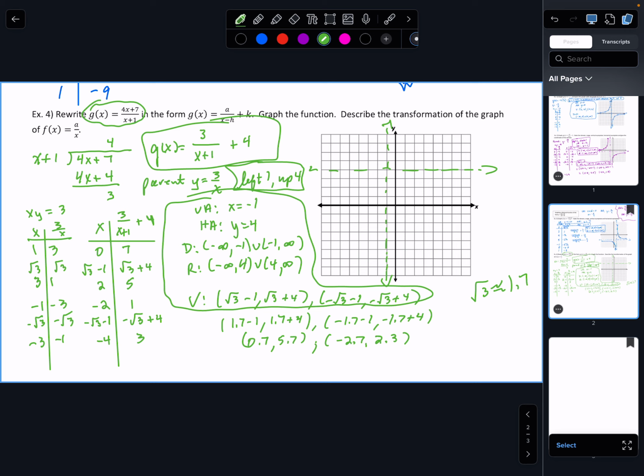So my vertices are at 0.7, 5.7. So there's that one. And negative 2.7 up 2.3. About right there. So those are my two vertices. And I need to go back and pick up the 0, 7 and the 2, 5 for the one branch. So 0, 7, and 2, 5. And there I've got 3 points.